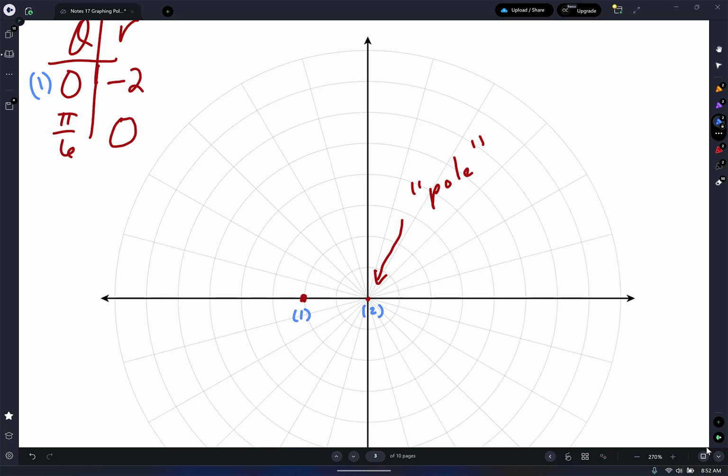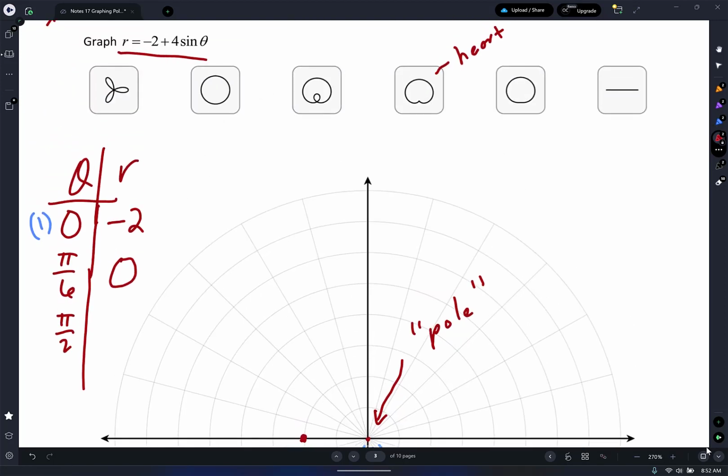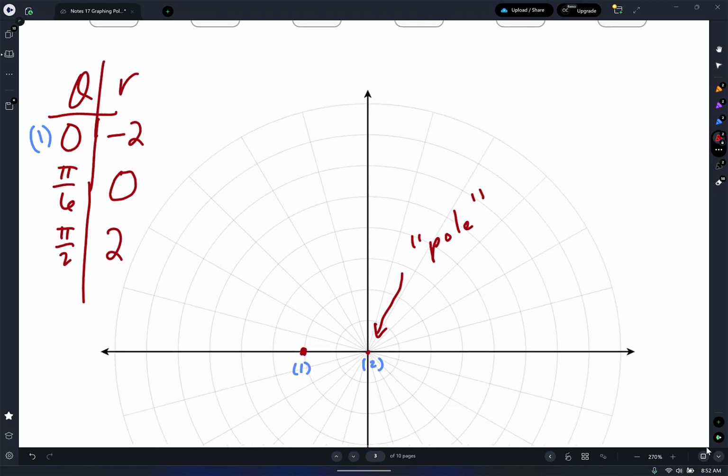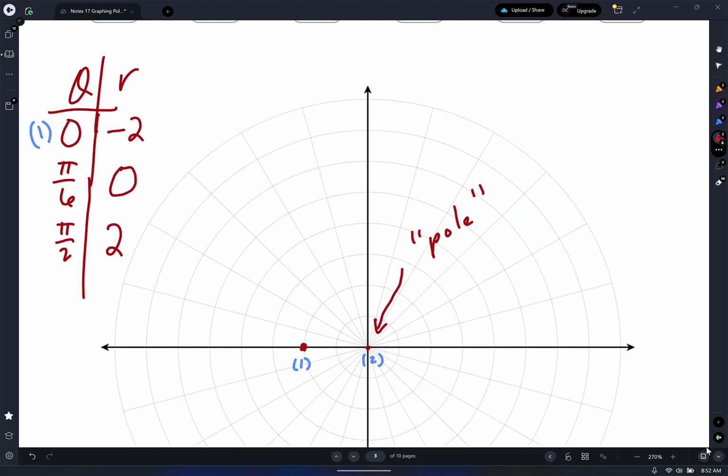All right. I'm going to choose pi over 2. So look, at pi over 2, guys, don't worry, we're going slow. Sine of pi over 2 is 1. 1 times 4 is 4. -2 plus 4 is 2. Go to pi over 2, comma 2. Pi over 2, comma 2, point. That's my third.